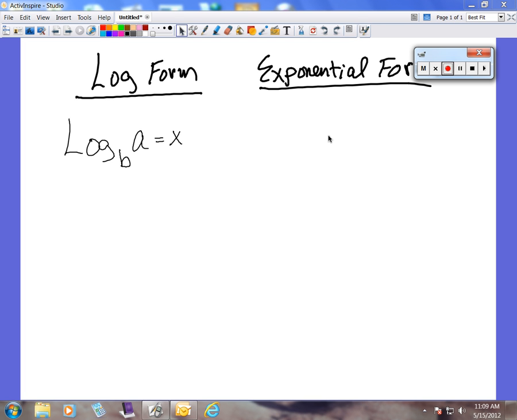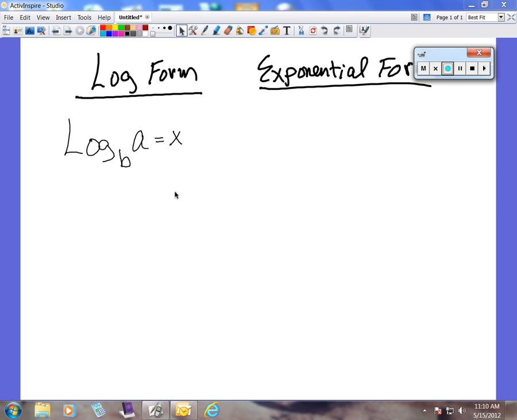Here's exponential form, and I want you to watch me write it, because what you're going to do is go from one form and write it in the other, and sometimes you'll start in exponential and then write it in log. But it's very easy if you follow me. Here's the first step. First of all, let me tell you how to read this. You read this as log base b of a equals x. The b is called the base. That's why I used a b for the letter. Log base b of a equals x.